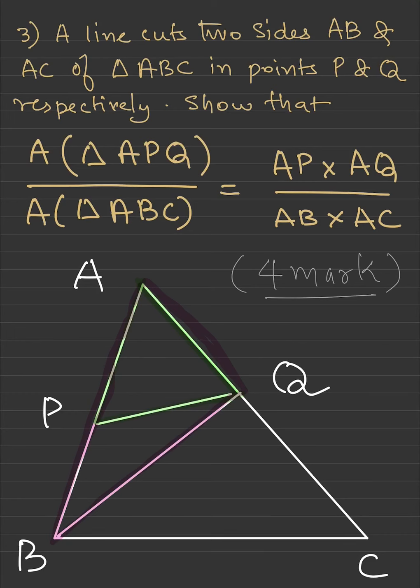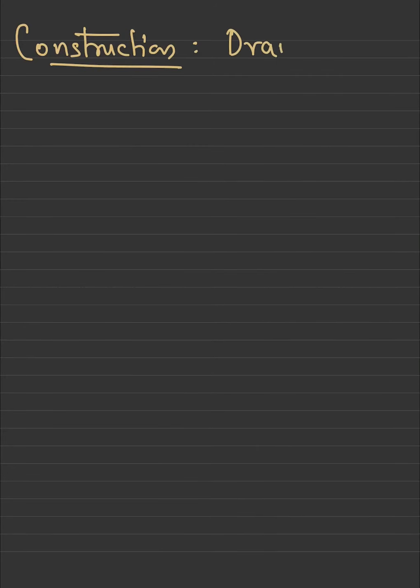So let's start the proof here. You mentioned the construction and then the proof. So you have to write given and to prove. Then we write the construction. Construction was: draw segment BQ. Fine. Now start the proof here.